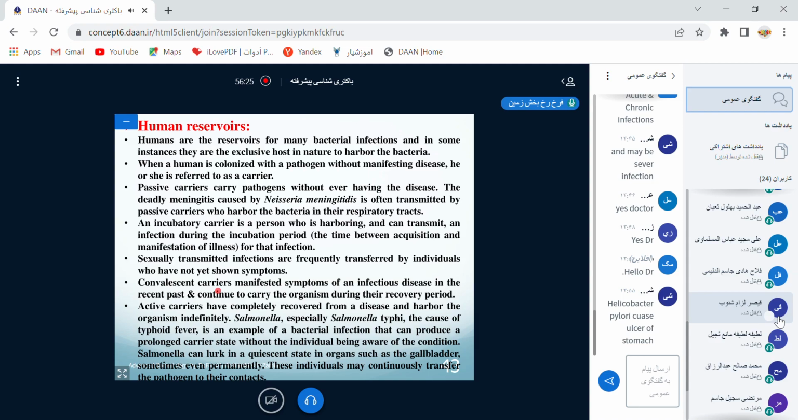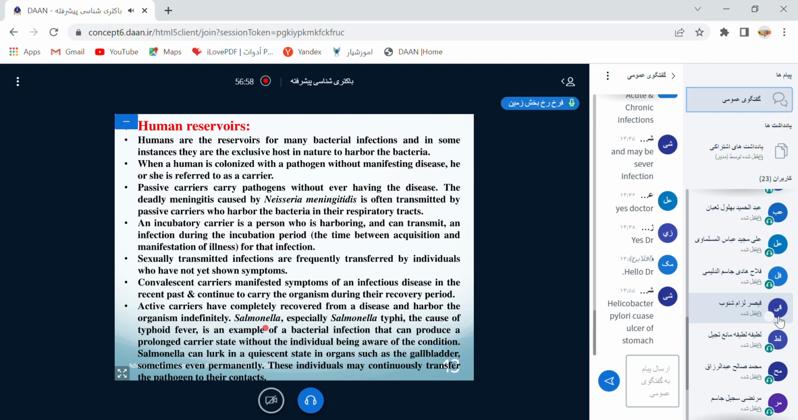Convalescent carriers manifested symptoms of an infectious disease in the recent past and continue to carry the organism during their recovery period. Active carriers have completely recovered from the disease and harbor the organisms indefinitely.